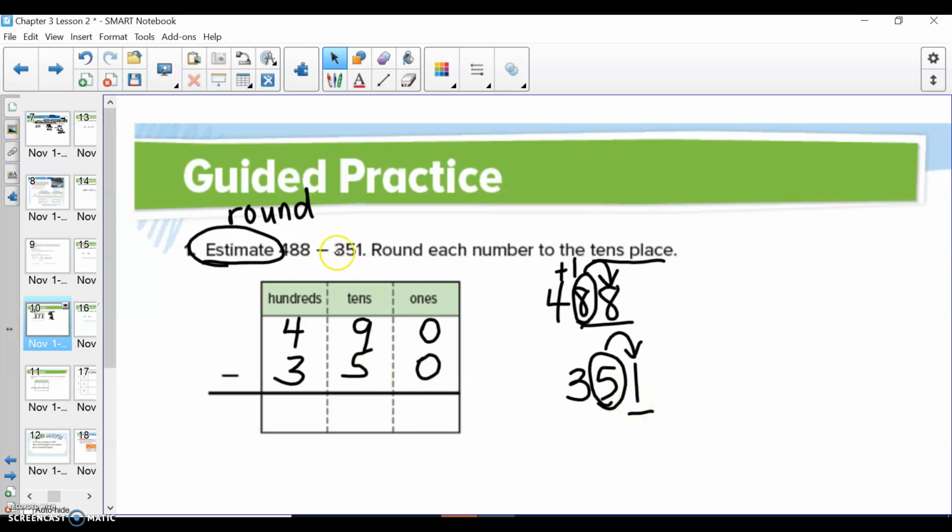Now that we've rounded both of our numbers to the nearest 10, now we're going to subtract them since we're estimating differences. 0 minus 0 is 0. 9 minus 5 is 4. 4 minus 3 is 1. 140.